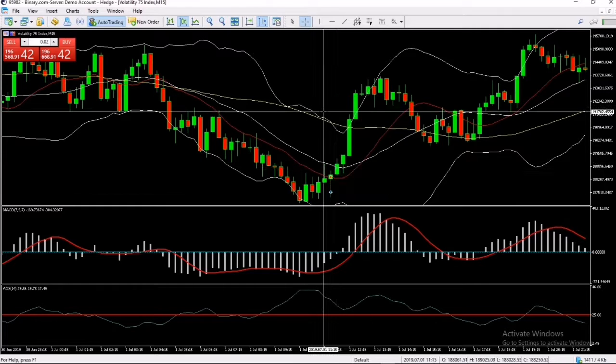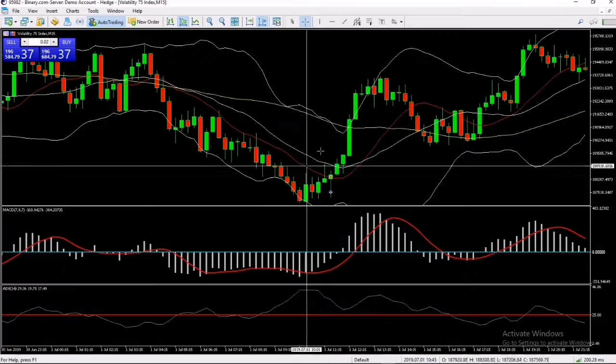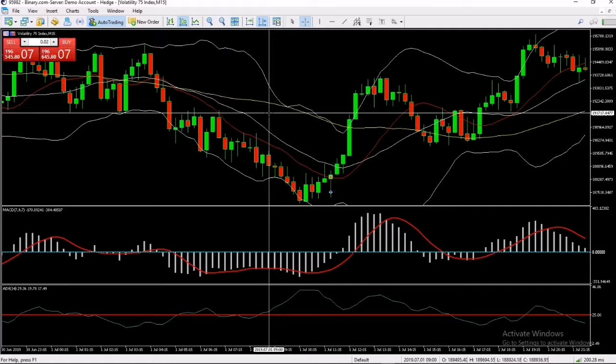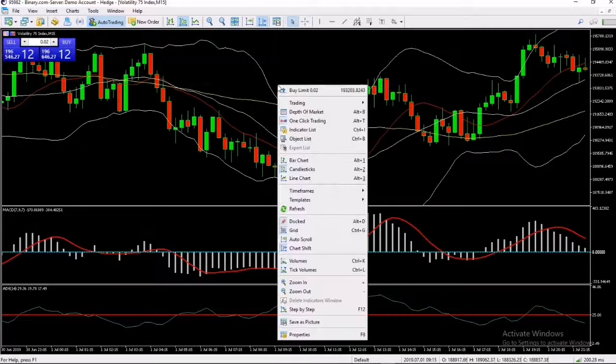And we are trading the 15-minute time frame. So this chart is on the 15-minute time frame. That is what we trade. Alright?